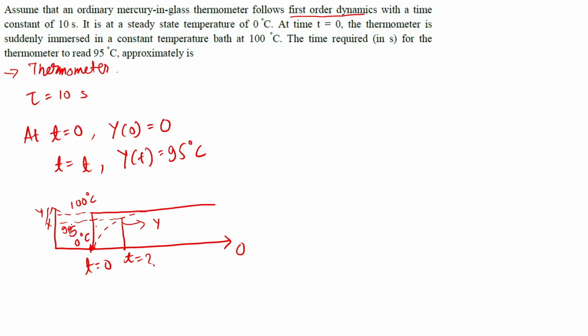So in this case, we can see that the step input is given to the system of the magnitude A, where A we can call it as 100 degrees Celsius.